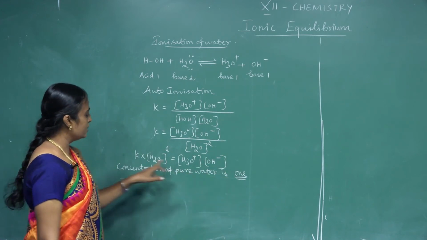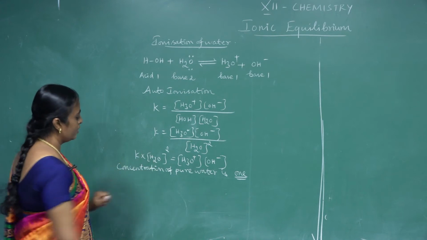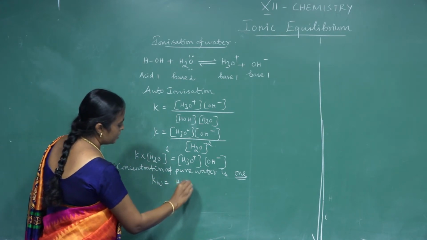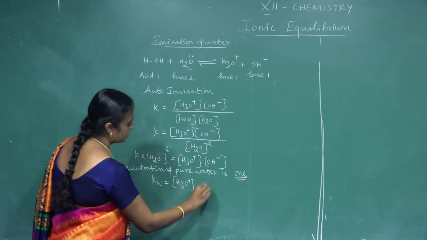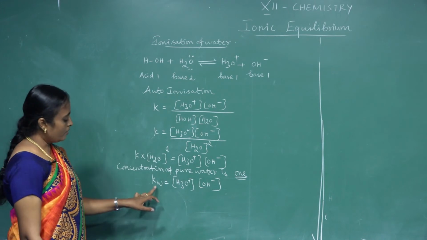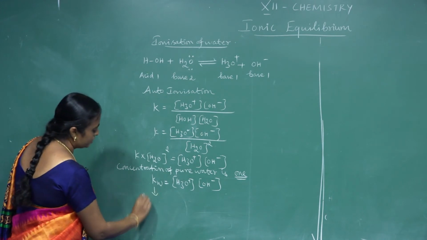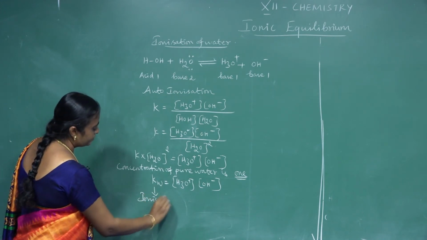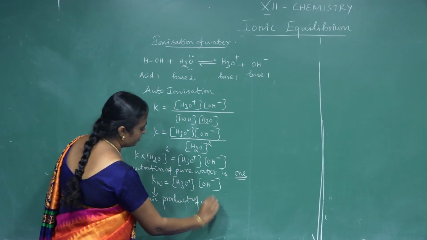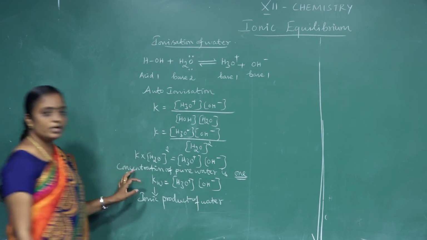So instead of this concentration I have to put 1 value. So I will get Kw is equal to concentration of H3O plus times concentration of OH minus. Okay. So here what is Kw? That is the ionic product of water.